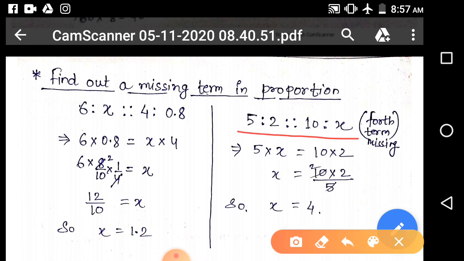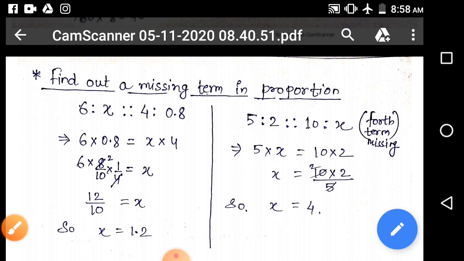So see, this is the product of the extremes, that is 5 and x. Now here we have the two means, that is 2 and 10. So the product of the means, 10 into 2, is equal to 20. So you can get 4 here. So x becomes 4, that is the last term, the 4th term of the proportion. The missing term of the proportion is found out.